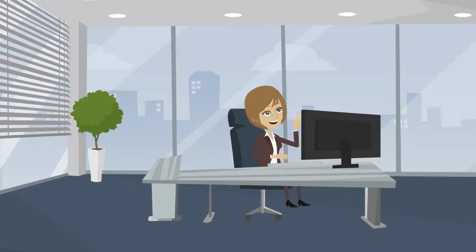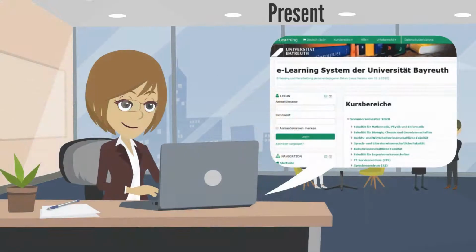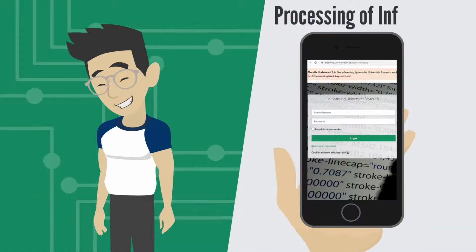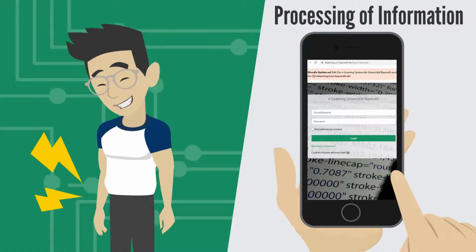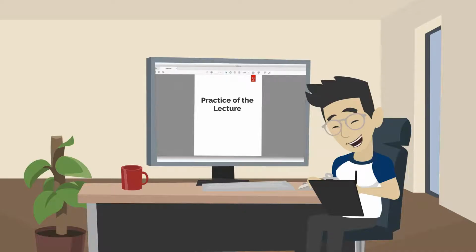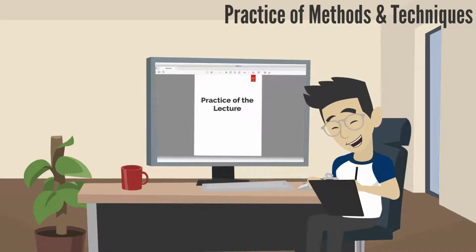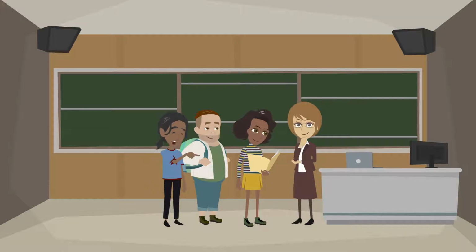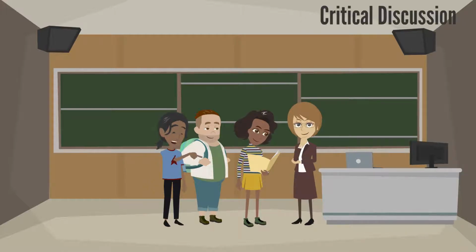First and foremost, we categorize the teaching activities into 5 phases. Phase 1, the presentation of information or content. Phase 2, the processing of the information by the student. Phase 3, the practice of methods, techniques, analysis. Phase 4, the exchange about questions. And phase 5, the critical discussion.